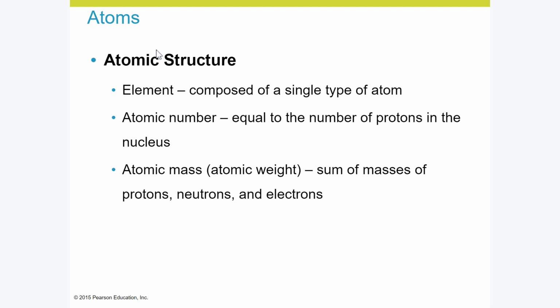Here, we are going to talk about the element, atomic number, and atomic mass. An element is composed of a single type of atom, so it would just be hydrogen or oxygen. An atomic number is equal to the number of protons in the nucleus. The atomic weight is the sum of masses of protons, neutrons, and electrons.